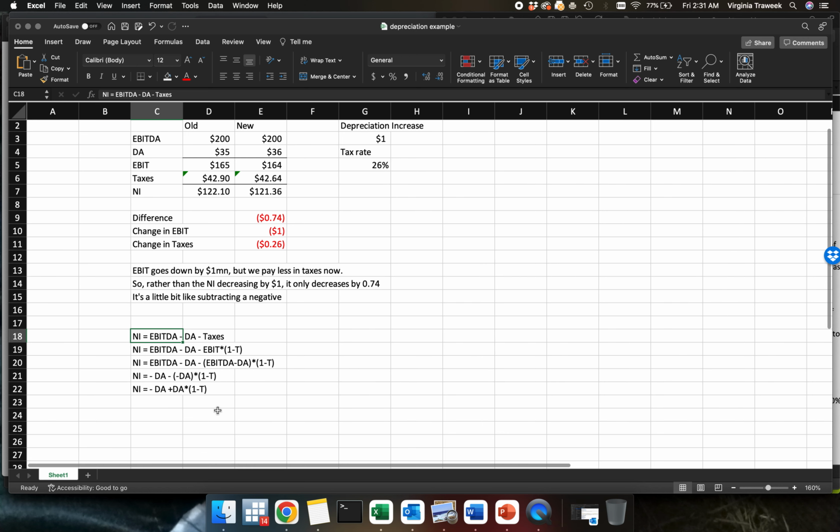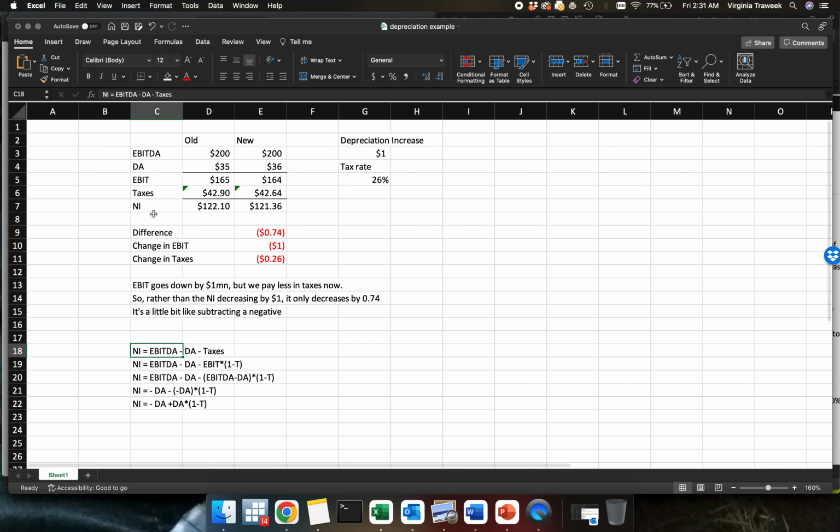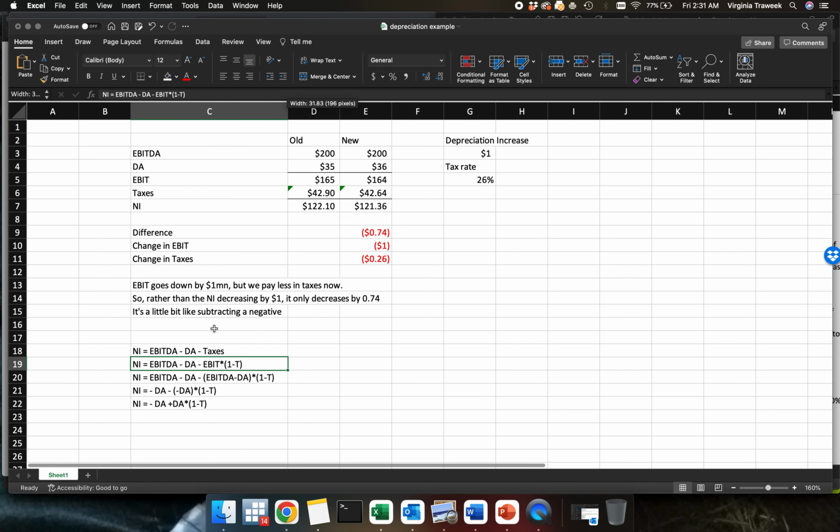Here's a way to look at it algebraically. So if we look at net income, what is net income made of? Well, we take EBITDA, we subtract depreciation, and then we subtract our taxes. So let's just substitute in as we go down the equation. When you get to this equation, what we're seeing here is that taxes is EBIT times the tax rate. So then from here, I substitute in EBITDA minus depreciation, which is EBIT.